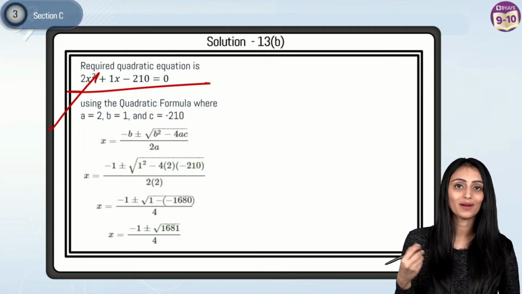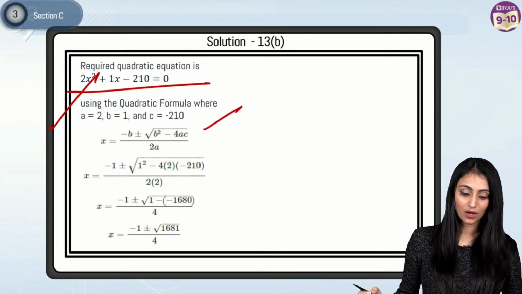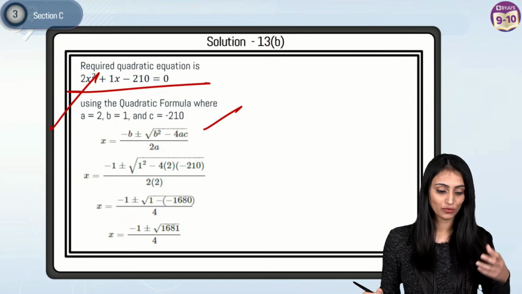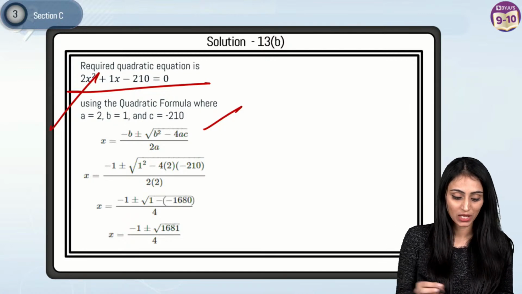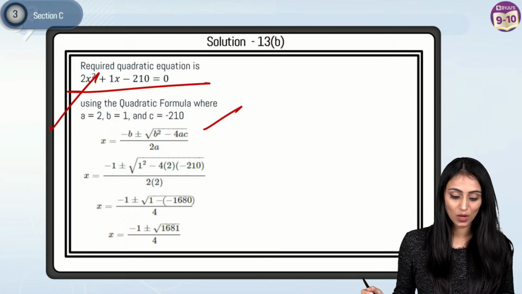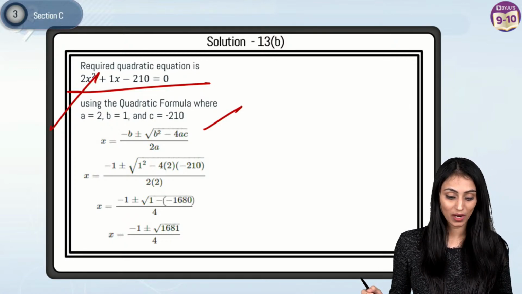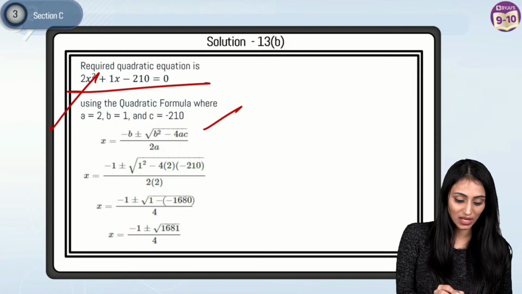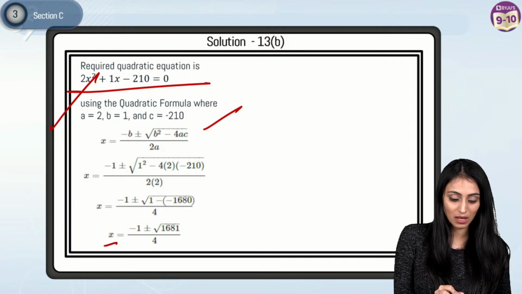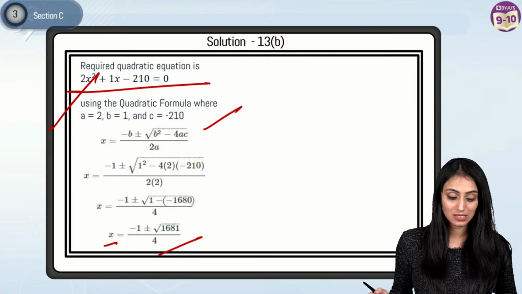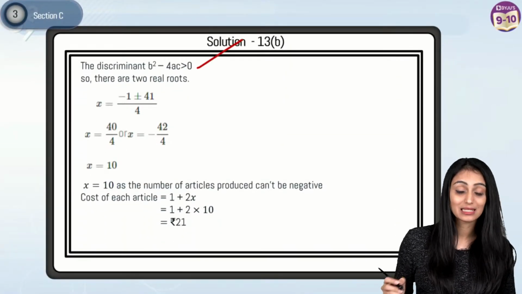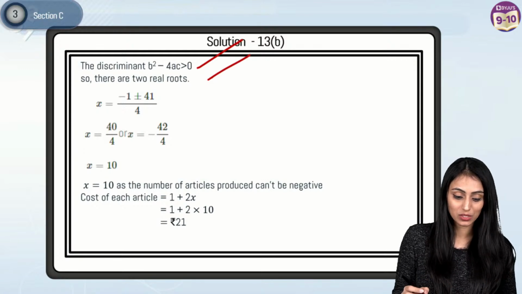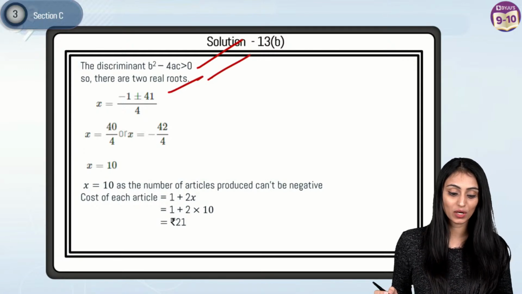So here we are using the quadratic formula. This is the formula for getting the value of x: minus b plus minus square root of b square minus 4ac, by 2a. So minus 1 plus minus square root of 1 square minus 4 times 2 times minus 210, by 2 times 2. On simplifying, we get x equals minus 1 plus minus square root of 1681 by 4. We know that the discriminant is greater than 0, which means it will have two real roots. So x would be minus 1 plus minus 41 by 4.